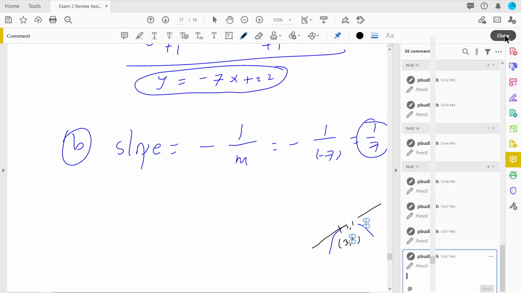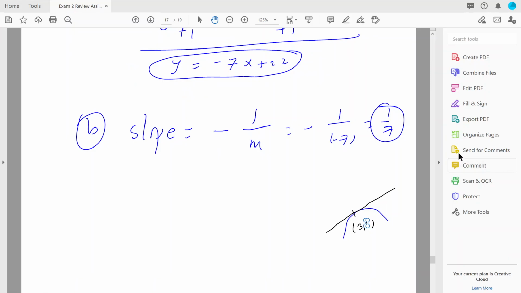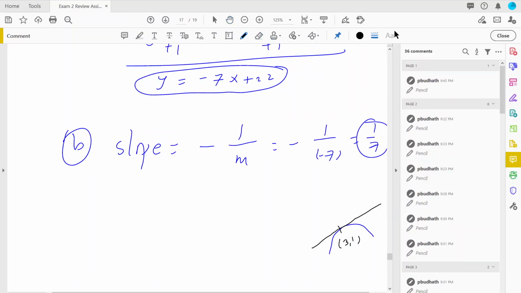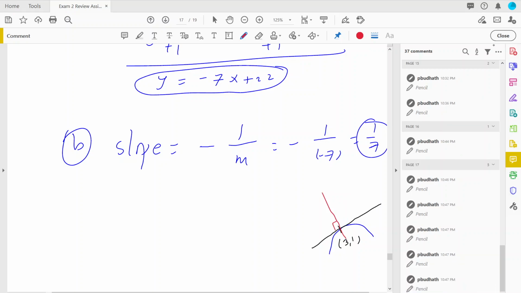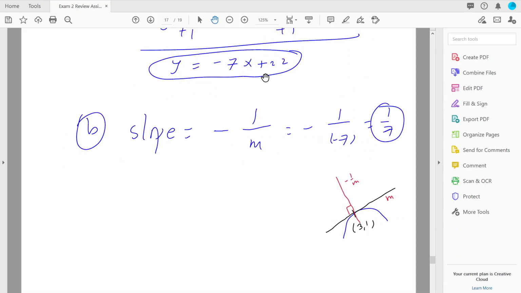So now the normal means the line which is just perpendicular to this tangent line. So if m is the slope of the tangent line, negative 1 over m would be the slope of the normal line. Okay, so by using that fact we can find out the slope, which is 1 over 7.